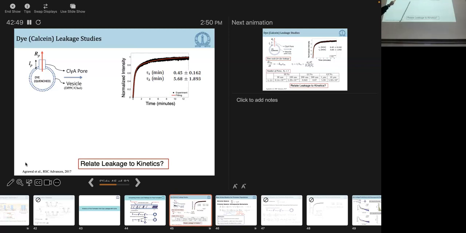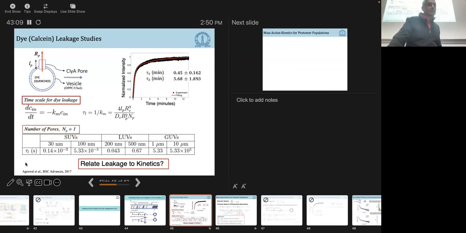minutes, right? So you plot the normalized intensity, which you get from the experiment, and you can fit this to two time constants, one which is less than a minute and one which is on the order of a few minutes. So that's the typical time it takes for the pores to form. And the question is, can you relate the leakage to the kinetics? That was the question.